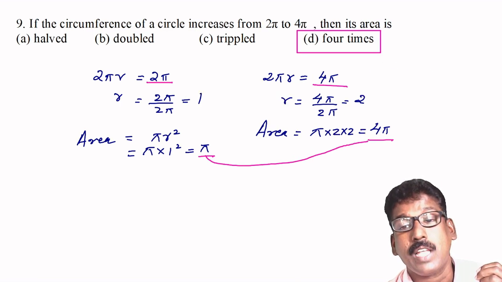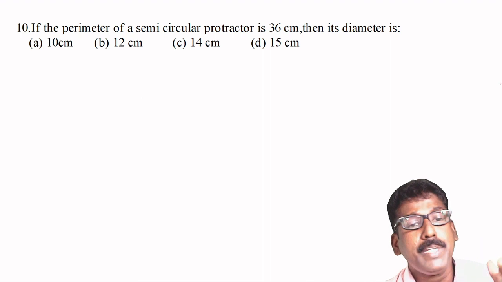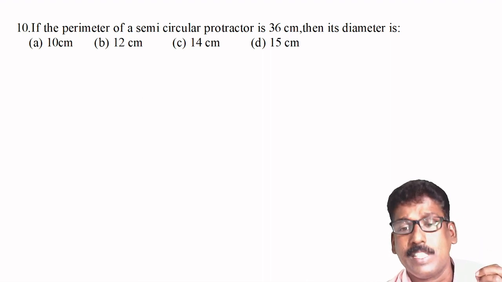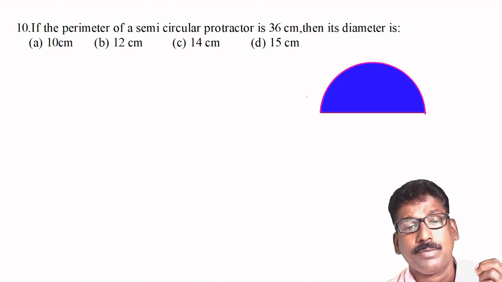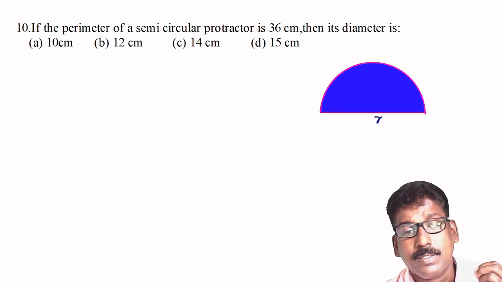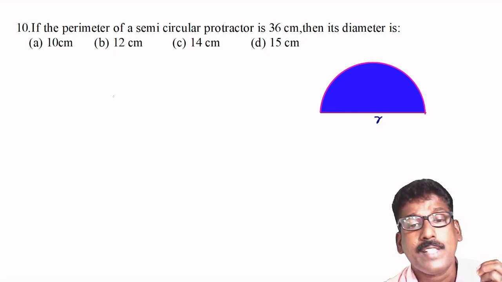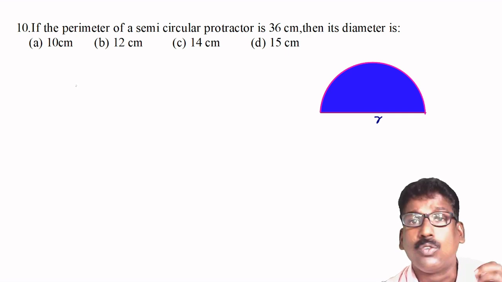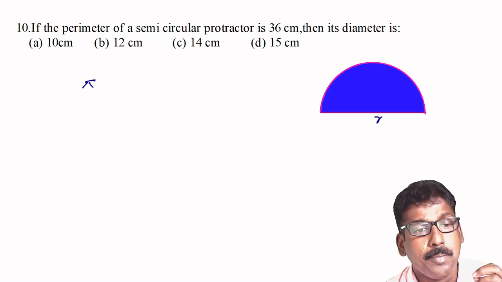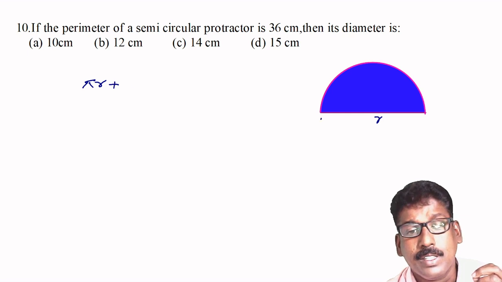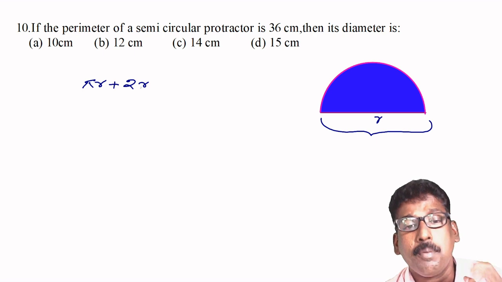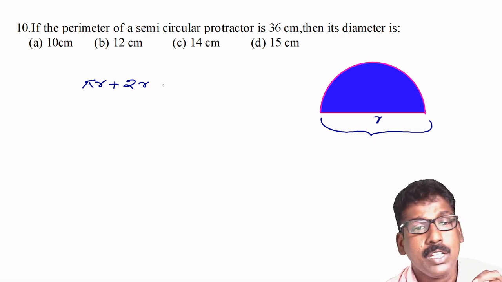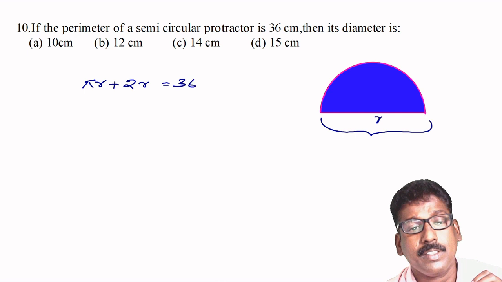Now let us look at the last question. If the perimeter of a semicircular protractor is 36, then its diameter is? You know a semicircular protractor. Let me draw its figure. Let R be the radius. Then what is the circumference here? Circumference of a semicircle is pi r, and the length here is 2r. Pi r plus 2r is the total length. So it is given as 36.